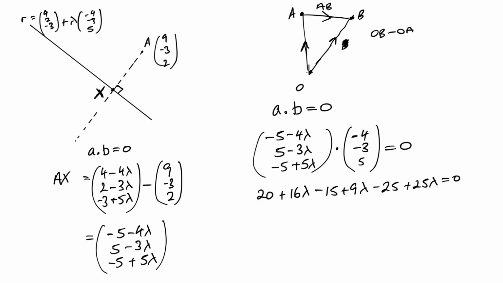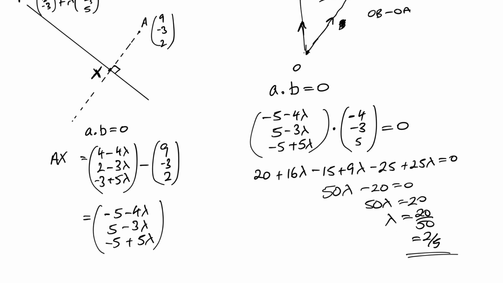So in terms of my lambda, we got 25, 9, and 16. Gives me 50 lambda. And looking at our numbers here, it's going to give me minus 20. So 50 lambda equals 20, lambda equals 20 over 50, or 2/5.